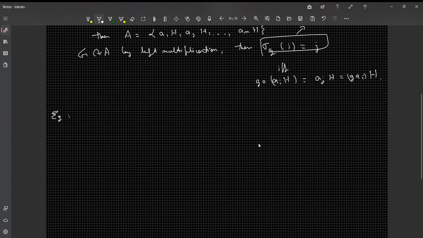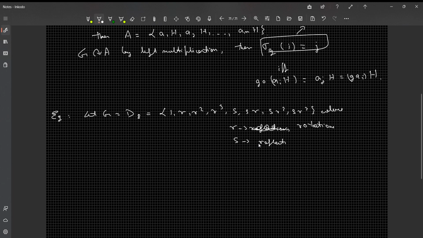So we consider this at D8. Let G be D8. So D8 is basically the collection of the elements 1, r, r squared, r cubed, s, sr, sr squared, sr cubed, where r represents rotations and s represents reflections. Okay. So if I again use an example of this, this is the set of all symmetries of a regular four-gon, right? So consider a square.